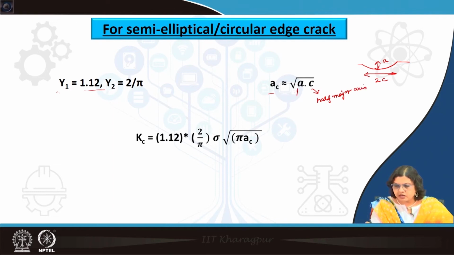Okay, because unlike a sharp crack or unlike a circular void, now we are considering an elliptical one. So, we have to consider their overall radius, which is given by the square root of the product of the half major and half minor axis. So, this is how the relation can be formulated for an edge crack, where y1 is 1.12, y2 is 2 by pi, sigma is the applied stress, and a_c is root over a times c.